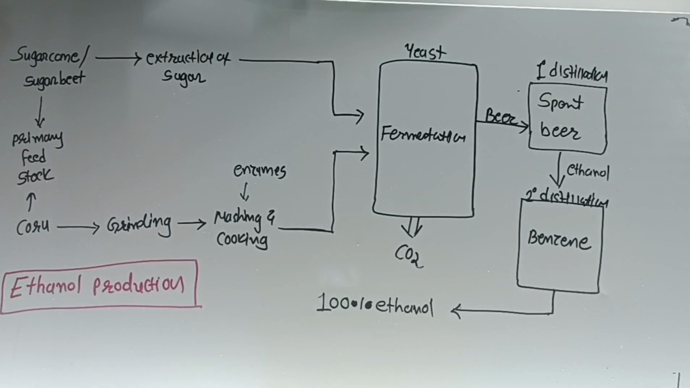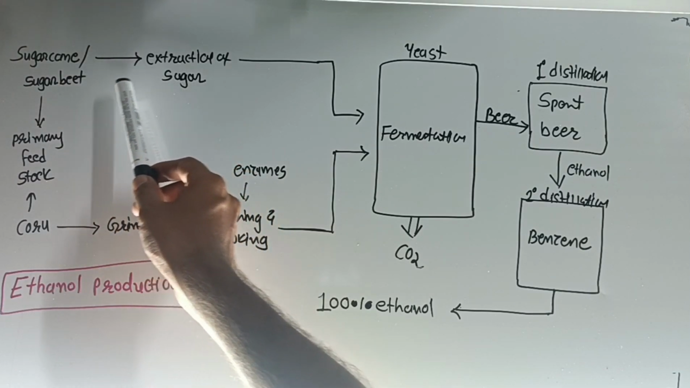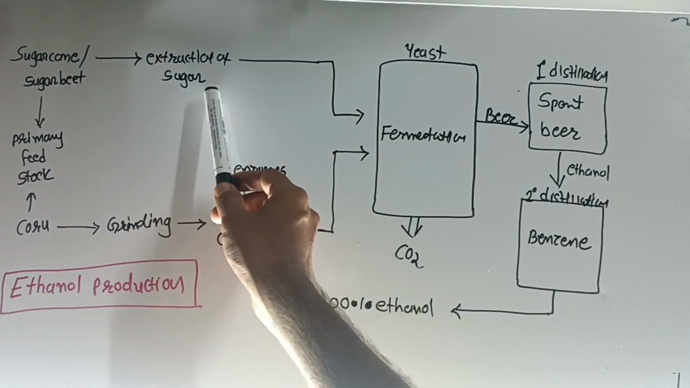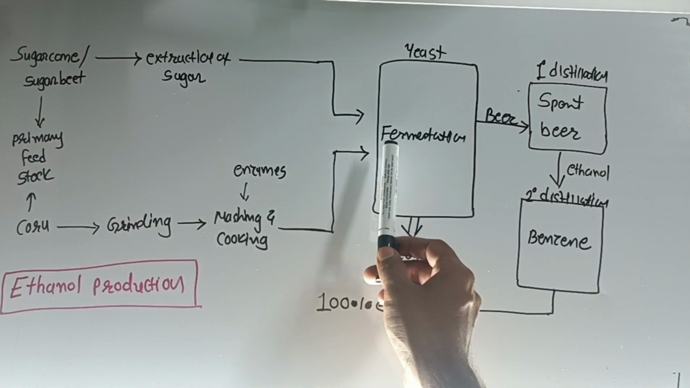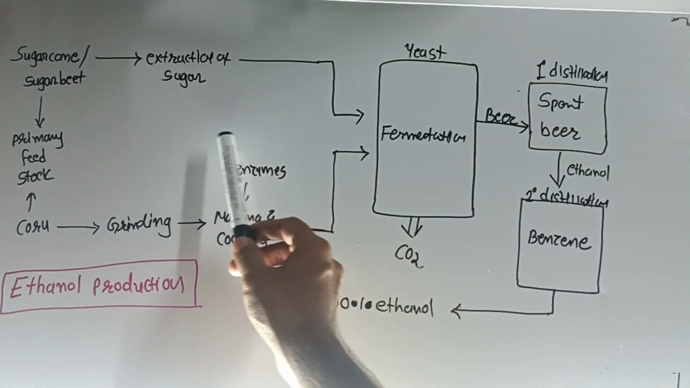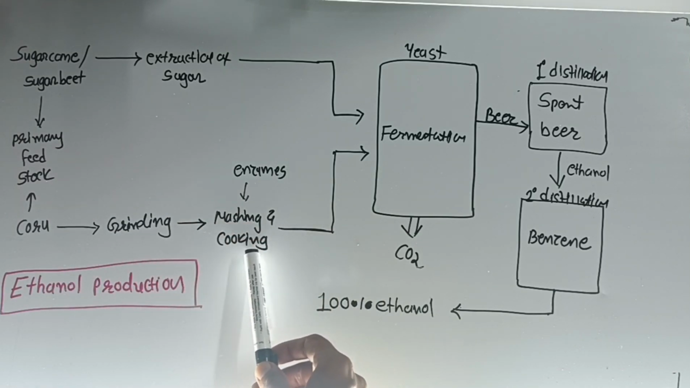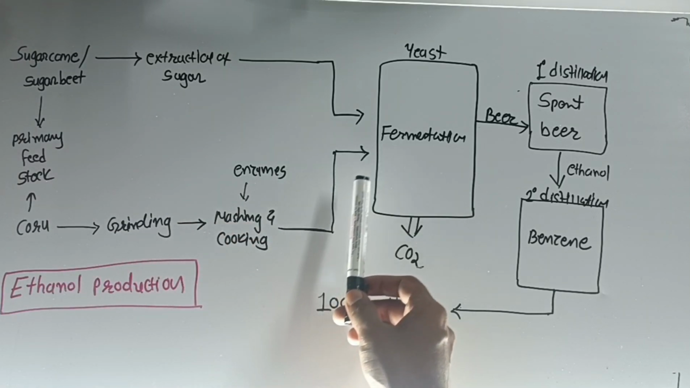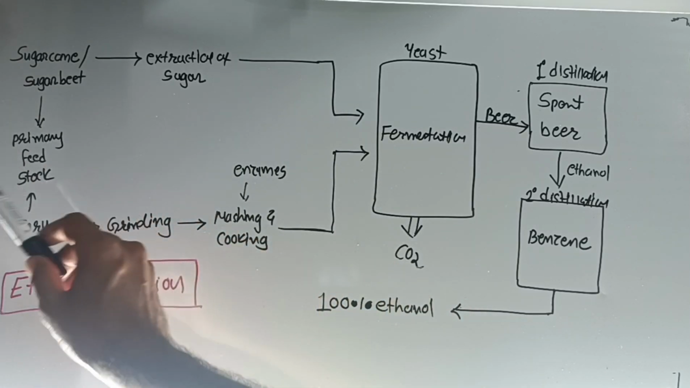Now we'll brief the whole procedure in the form of a chart. Here we take a sugary material as the fermentable substrate, sugarcane or sugar beet. We extract sugar from it and take this sugar into a fermentation tank or fermenter. Similarly, if we use corn, grinding, mashing and cooking are applied, and then it can be used in the fermentation process. So the basic first step is the preparation of the primary feedstock.